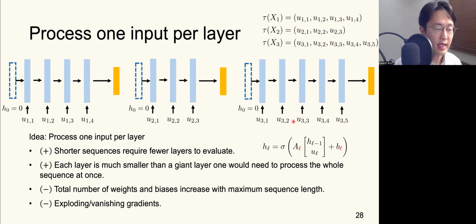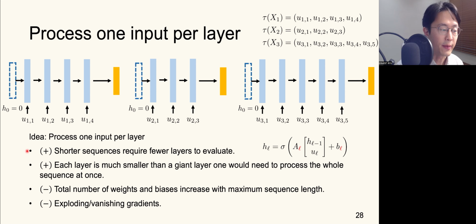We can express this idea in functional form. So at every layer, we have the previous hidden state and the current sequence element, and that's concatenated into a longer vector. We pass that through a linear layer. So the linear layer at sequence position L has the linear term A sub L and the bias term B sub L. Then we pass that through a nonlinear activation function to get the subsequent hidden state.